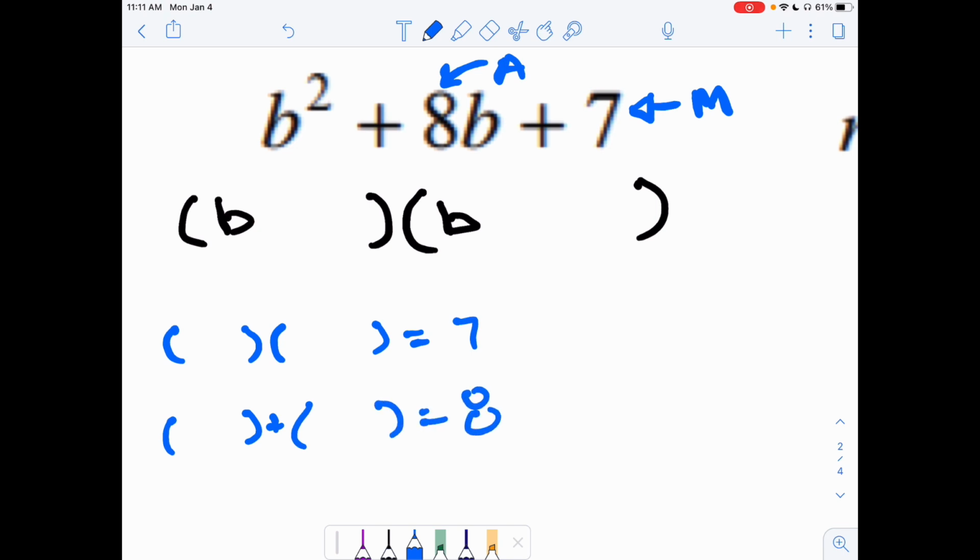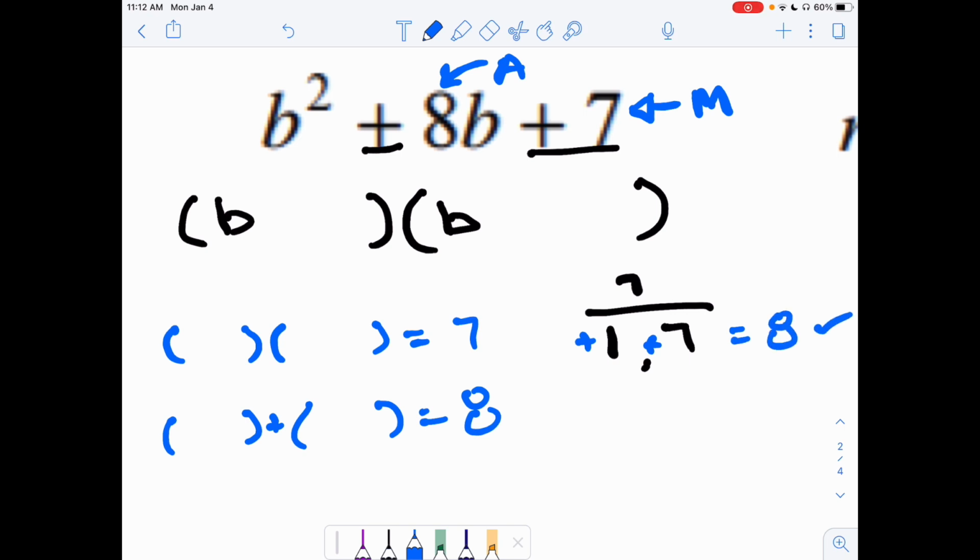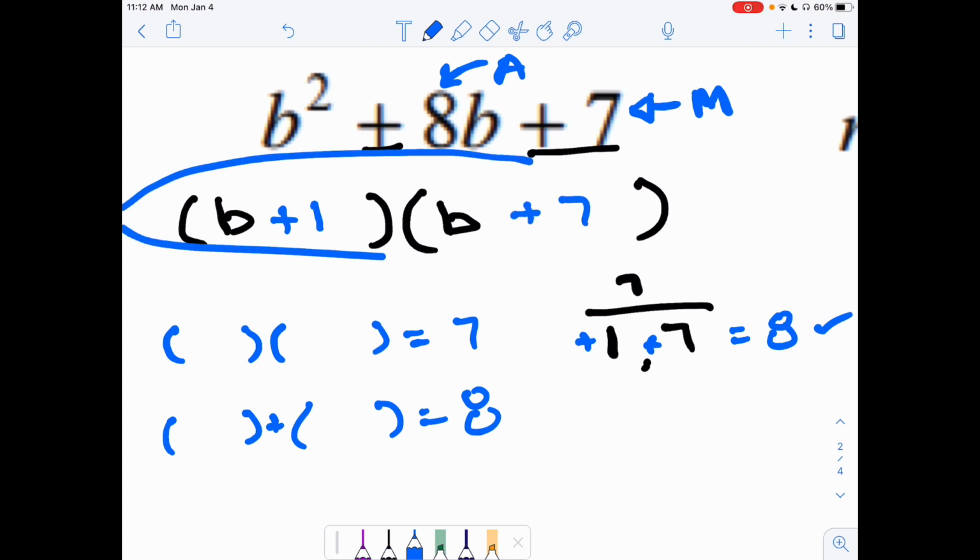So let me start with the factors of 7. Well, 7 is only created by multiplying 1 and 7 together. Because this 7 is positive, our numbers will have the same sign. And because this is positive, we know they have to be positive. So let me check that this works. 1 plus 7 equals 8. Sweet. That means when I factor this trinomial, it will look like b plus 1 times b plus 7. This is my final answer.